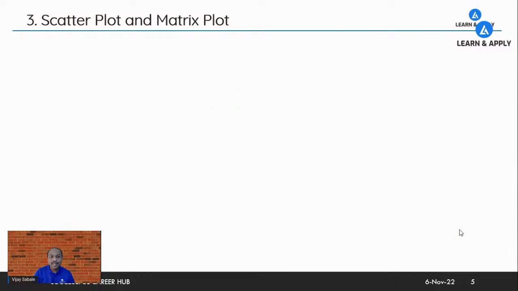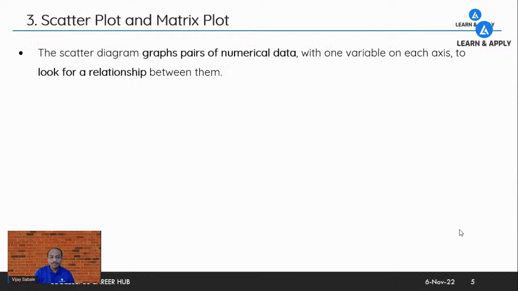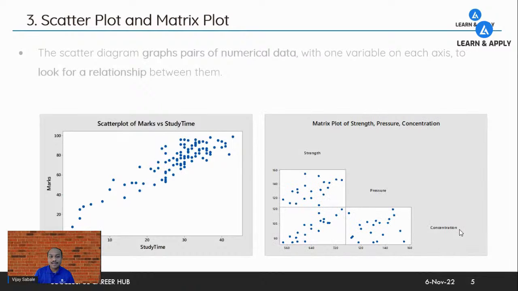The third tool is the scatter plot and matrix plot. The scatter diagram is used to graph pairs of numerical data. Now this tool is used only for continuous data, or numerical data, with one variable on each axis, to look for the relationship between them. This is the scatter diagram.